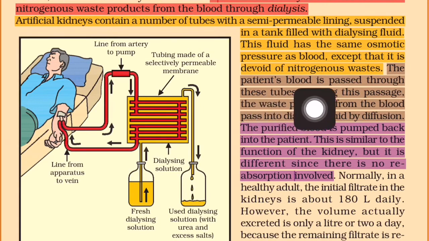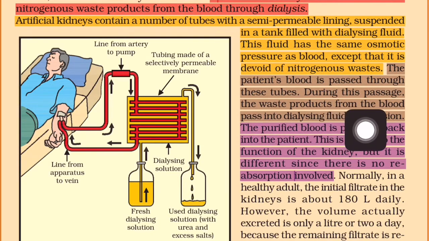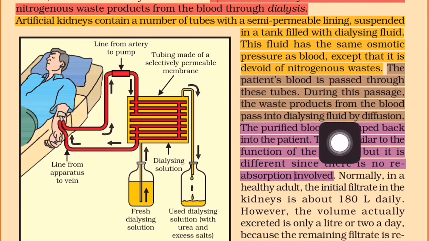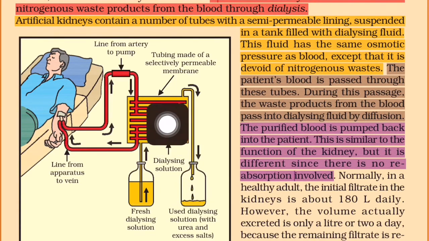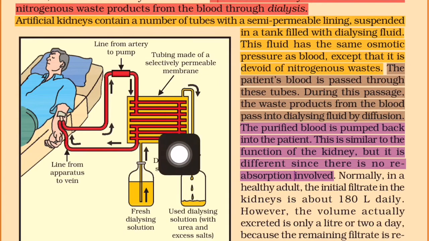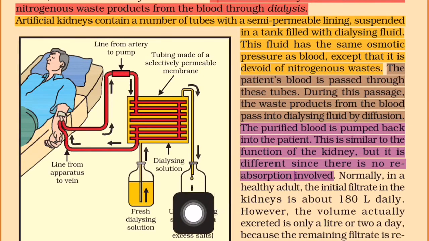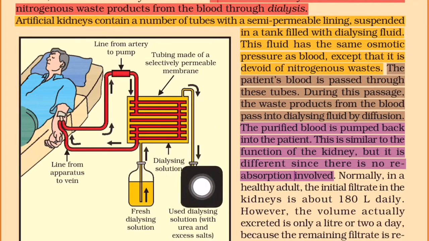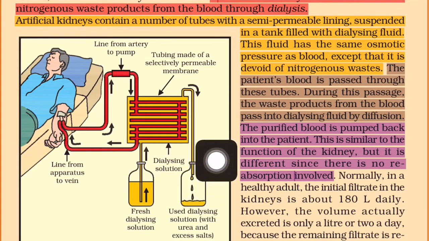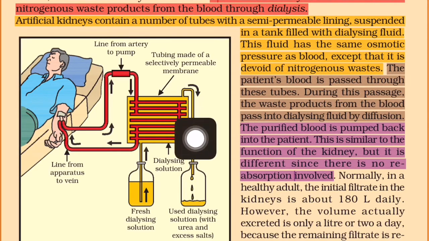The patient's blood is passed through these tubes. During this passage, the waste products from the blood pass into the dialyzing fluid by diffusion. Whenever there is blood in this tube, due to the osmotic pressure, this dialyzing solution will remove the nitrogenous waste and it will mix in this solution. In this way the nitrogenous waste is removed from the blood, and this process is called diffusion.